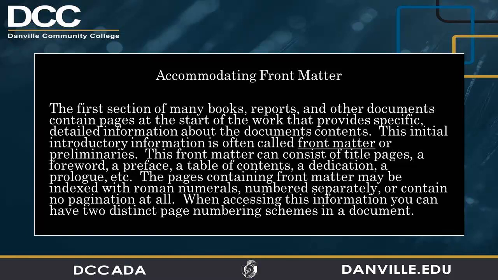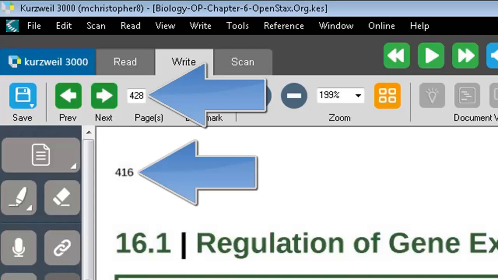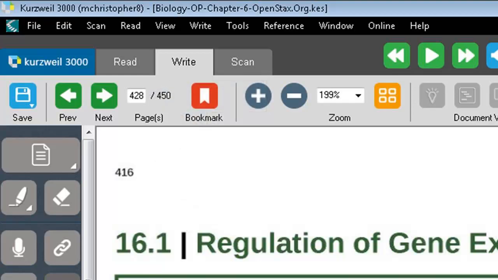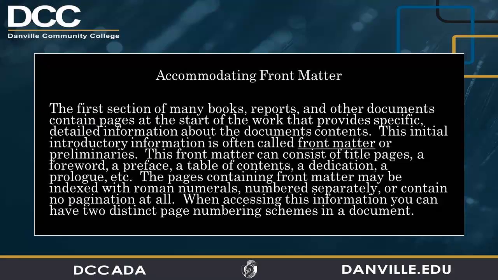The pages containing front matter may be indexed with Roman numerals, numbered separately, or contain no pagination at all. When accessing this information, you can have two distinct page numbering schemes in a document. Having two distinct page numbering schemes in a document can make referencing page numbers and navigating the document very difficult. This difficulty can be avoided by correcting the pagination with Kurzweil's Set Page Number feature.